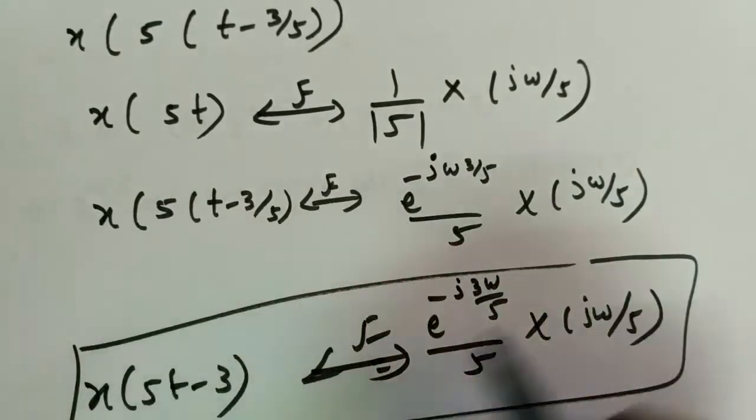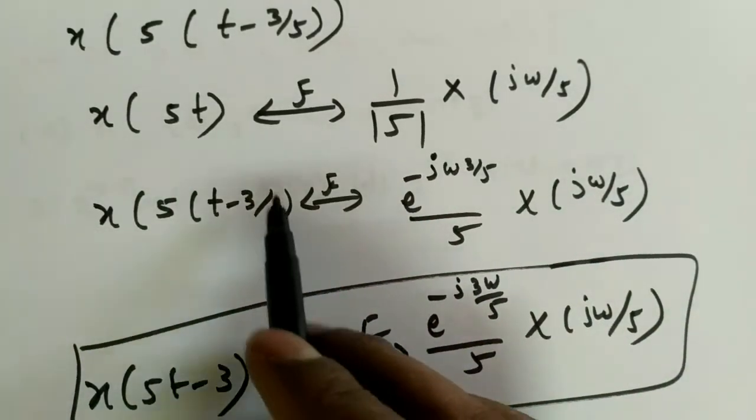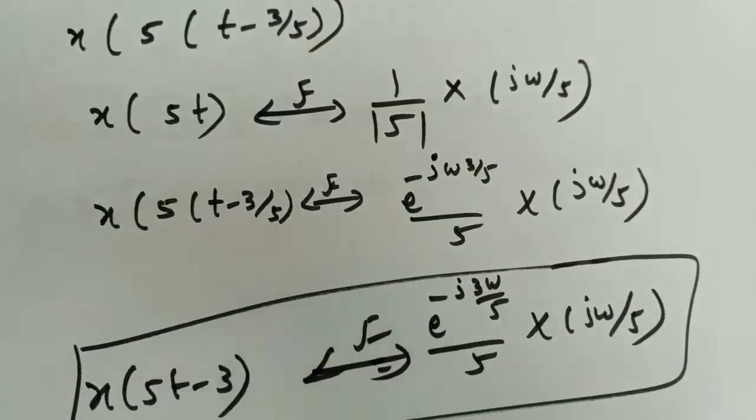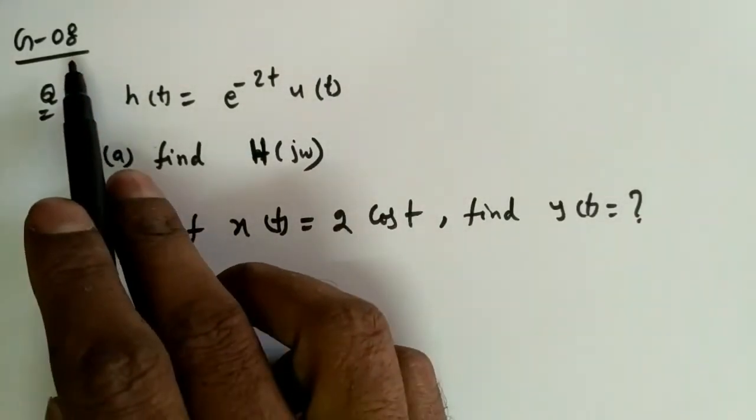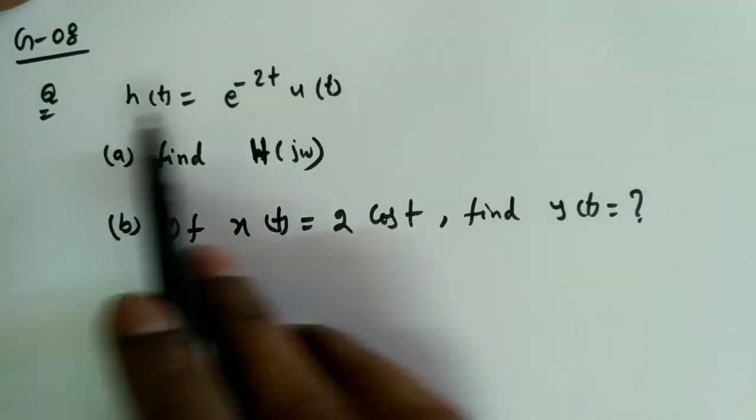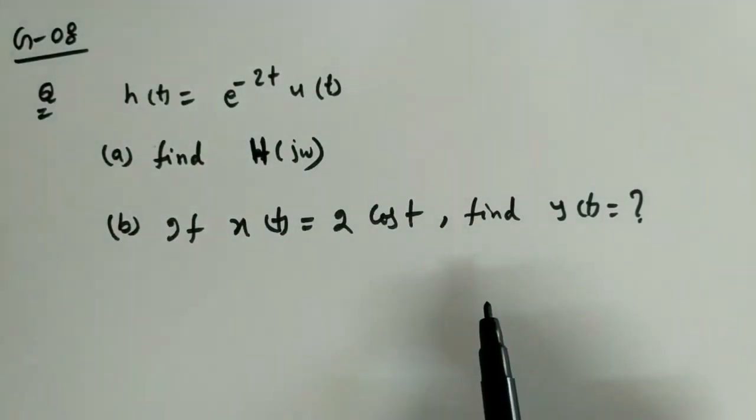So very simple. We need to apply scaling as well as shifting property again, right? Now we'll solve one more problem. This question came in GATE 2008 for RCL. It is a common question, right?